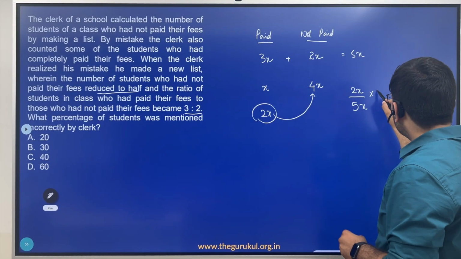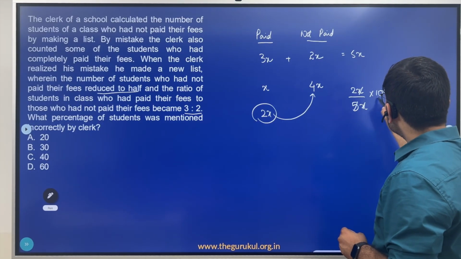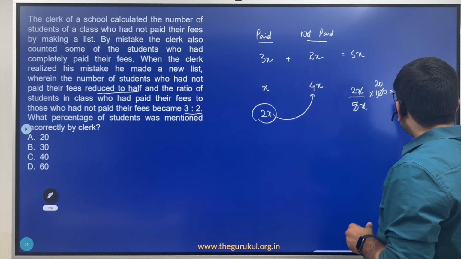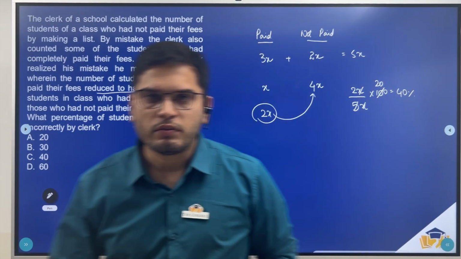So 2x by 5x into 100. So the x will get cancelled. 20 fives are 100, so it is 2 into 20. 40% becomes the answer to this question.